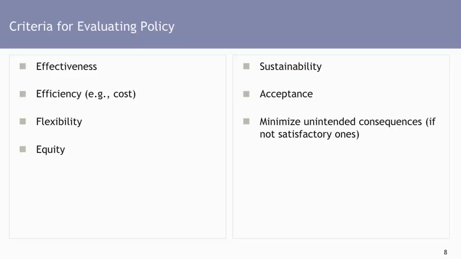The sixth criterion is acceptance. Though a policy can be passed and even implemented and enforced, the acceptance of the policy can be highly variable. And then finally, a seventh criteria which one might consider is the need to minimize unintended consequences, particularly if these unintended consequences are not ones that are satisfactory. You also might consider other criterion which might be important to your areas of interest.